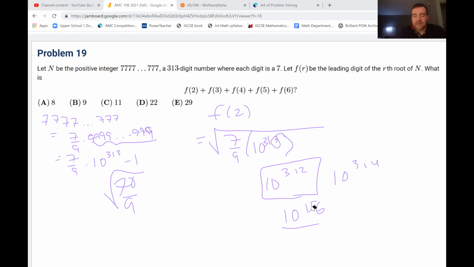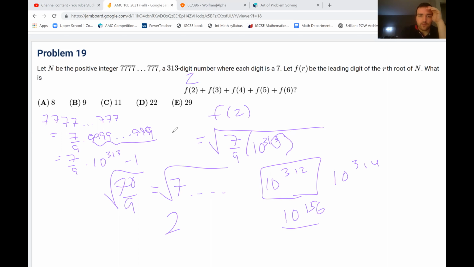70 over 9 is 7 point something, because 9 times 7 is 63 and 9 times 8 is 72. That means the square root is going to start with a 2, because the square root of 7 is between the square root of 4 and the square root of 9. So we know that f(2) has a leading digit of 2.